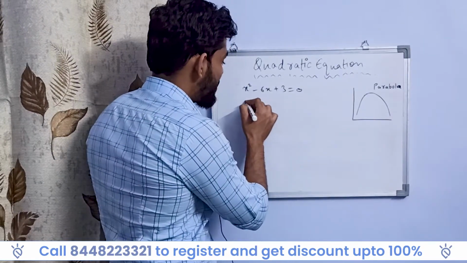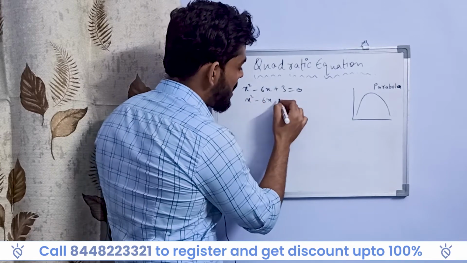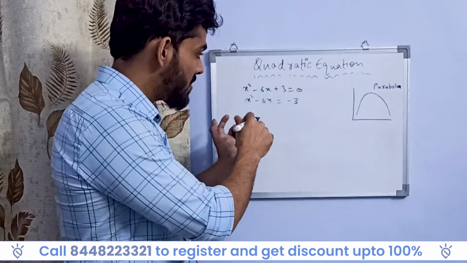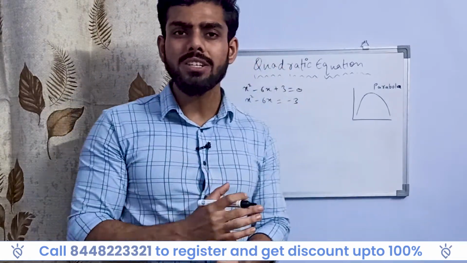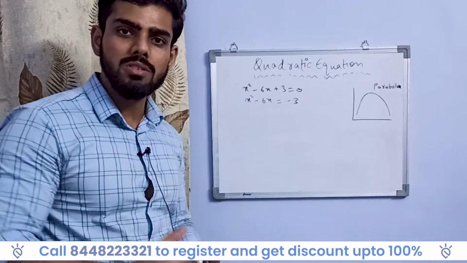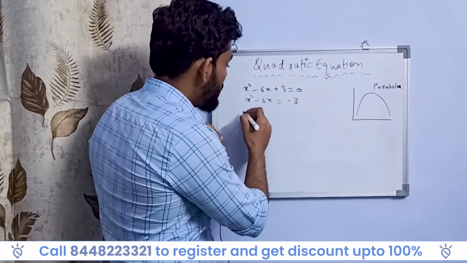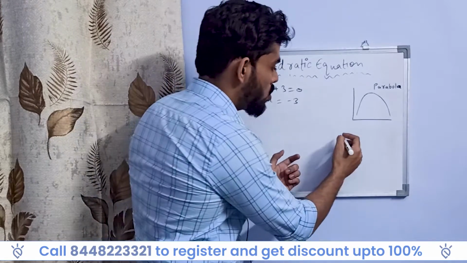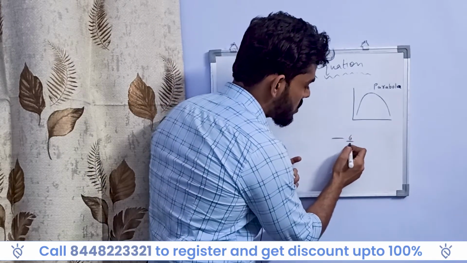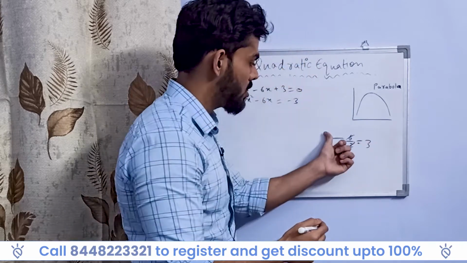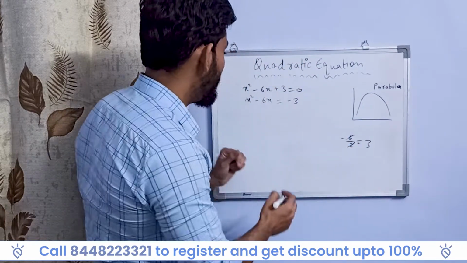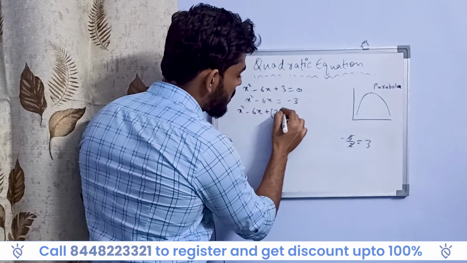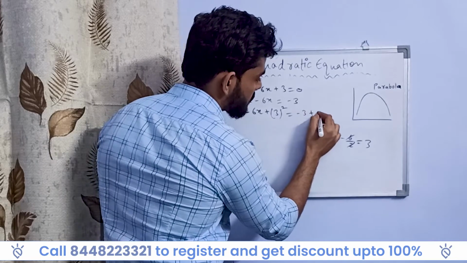We have to take this 3 to the other side, which will be minus 3, because when 3 goes from the left hand side to the right hand side of the equal sign, it changes its sign. That's why it becomes a minus sign, as you have studied in your previous classes. Then you have to divide the coefficient of x by 2. So you will do half of the coefficient of x, which is 6, and you will get 3 here, right? Then you write the equation as it is, and you square that half on both the sides.